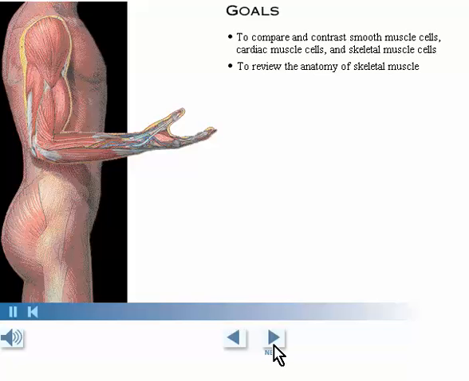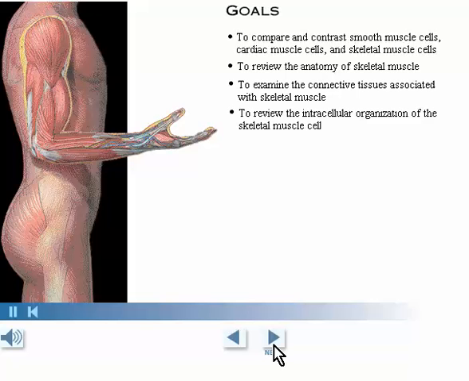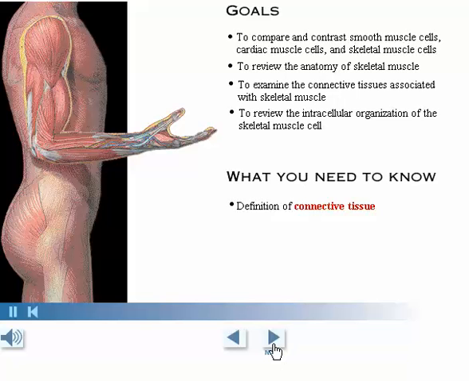To review the anatomy of skeletal muscle. To examine the connective tissues associated with skeletal muscle. To review the intracellular organization of the skeletal muscle cell. Here's what you need to know. The definition of connective tissue. The structure of a typical cell. To see definitions of terms, click the bold red words.